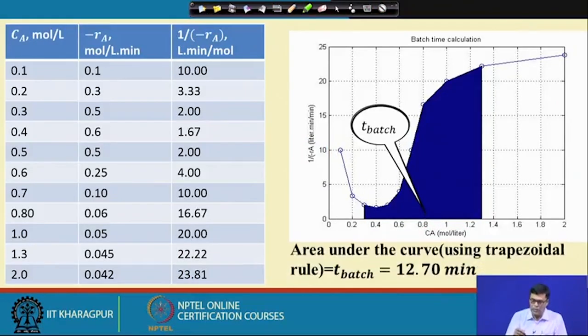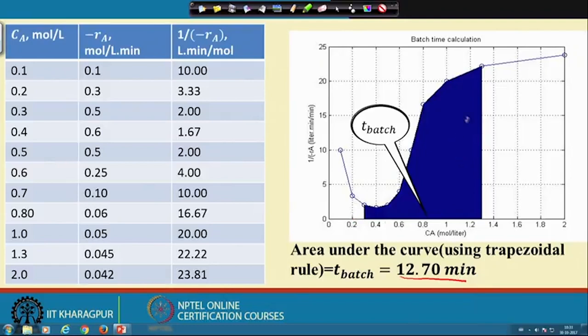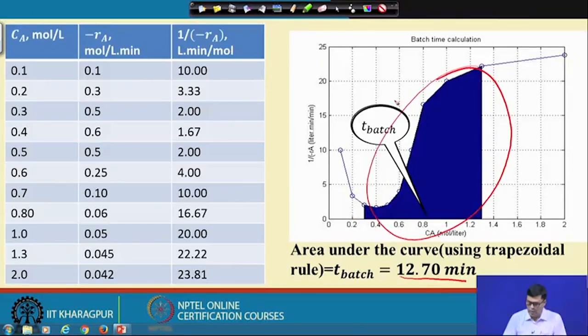what is coming? The area under this curve will come to about 12.7 minutes. That is the time, if you calculate, you can find it out. So it is very easy to do that. I am telling you that you don't have to count the number of squares on centimeter graph paper, because this is very laborious. If you want to solve it, try to do it very easily.